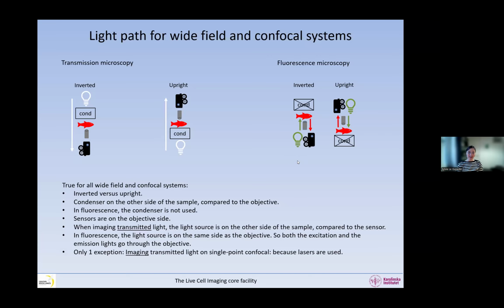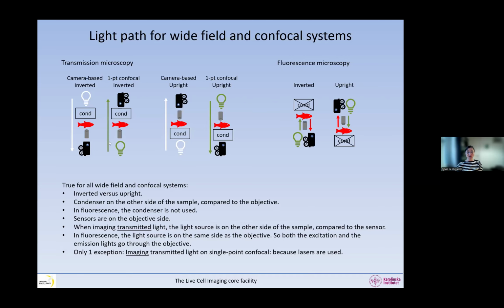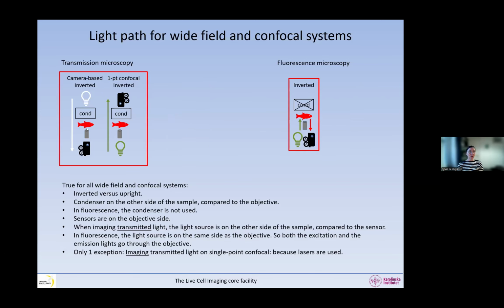And there's only one exception. This is when we are imaging transmitted light on a single point confocal. And that is because the light source that is used for transmitted light is also the lasers. So in that case, we place an extra detector on the other side of the objective. Okay, so it's quite streamlined. And again, this applies to all microscopes. So it's sort of universal. Okay, and most of you are going to be in this situation where you have a camera-based system or a single point confocal. This is for transmitted light microscopy, and this is for fluorescence microscopy. So this is basically what you're looking for on your microscope.